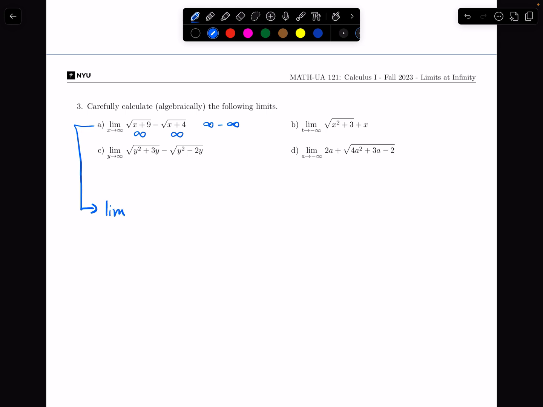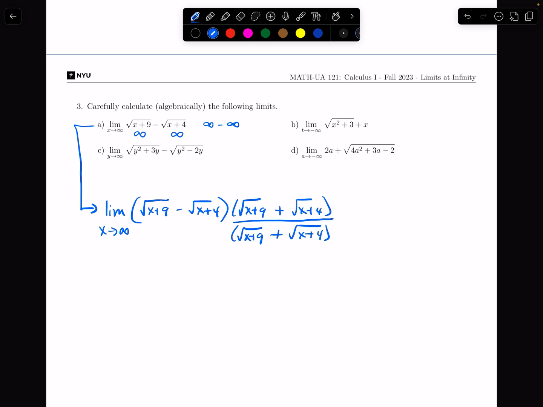And often when we have square roots, one thing we can do to change its form is to multiply by the conjugate. And so the conjugate of the square root of x plus 9 minus the square root of x plus 4 is the square root of x plus 9 plus the square root of x plus 4. But I can't just multiply it and not change the meaning of it. But if I multiply it by itself over itself, then that's really just multiplying our original by 1, which means it's the same.